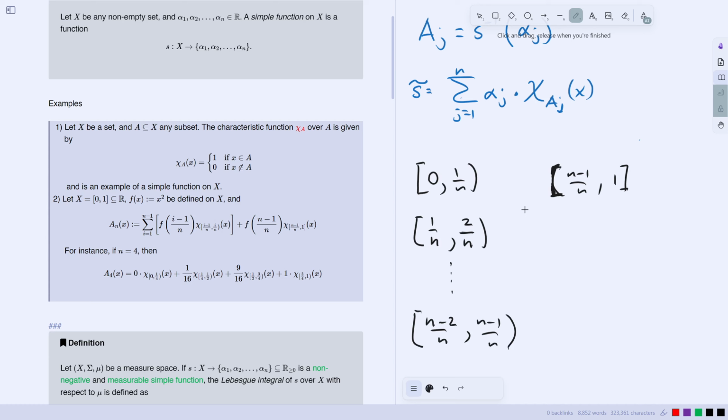The second thing is, let's talk about the coefficients here. What am I multiplying these characteristic functions by? What are my weights?